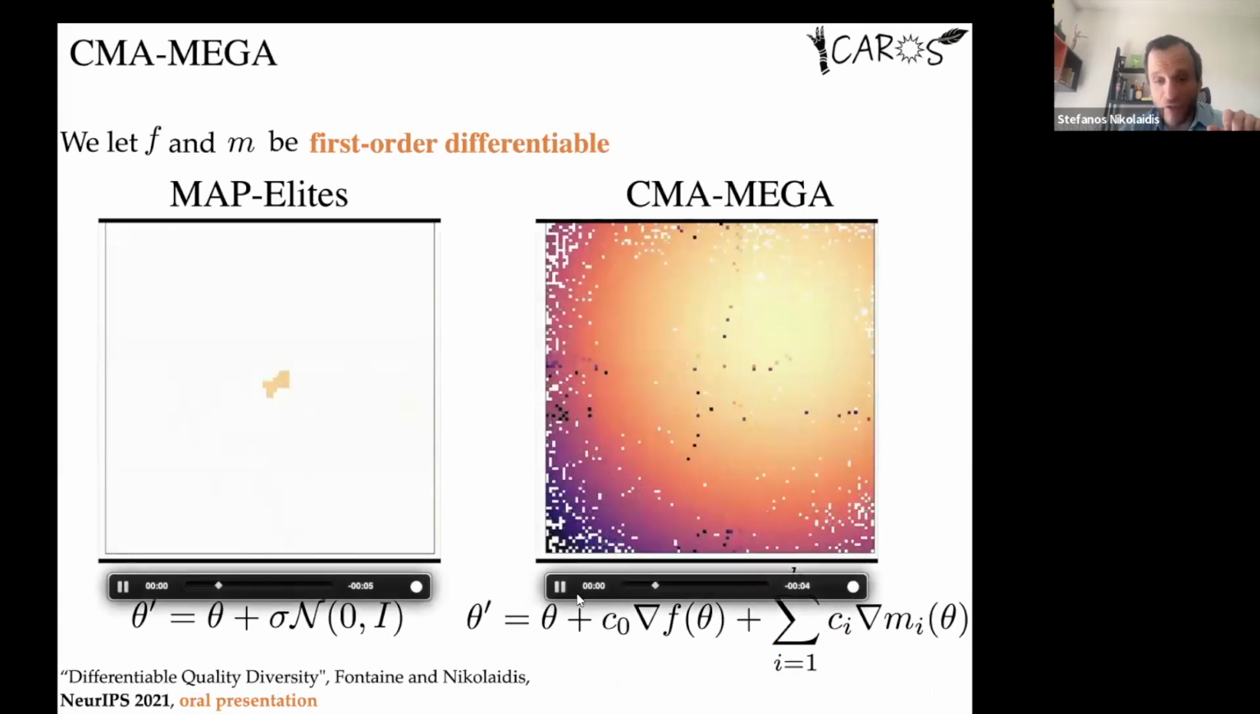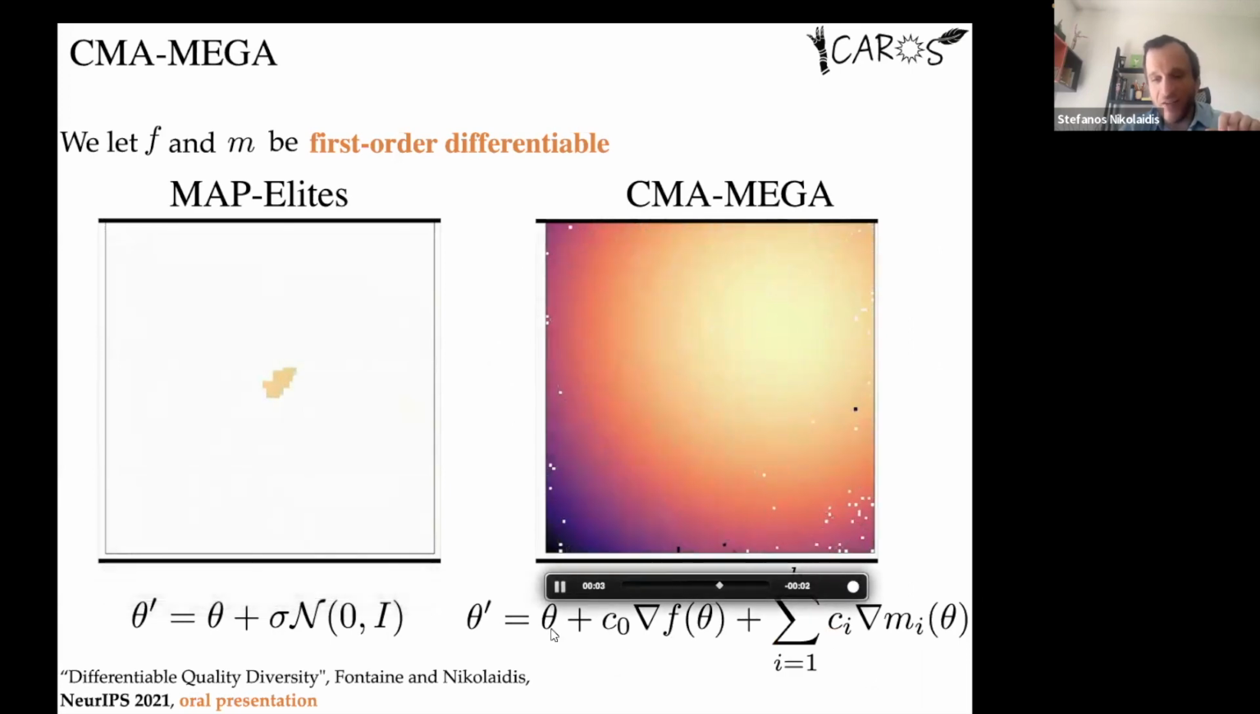But if we have access to the exact gradients, then we can actually navigate this lower dimensional objective gradient space. And so we proposed a new algorithm named CMA-MEGA that leverages gradient arborescence to further improve performance.